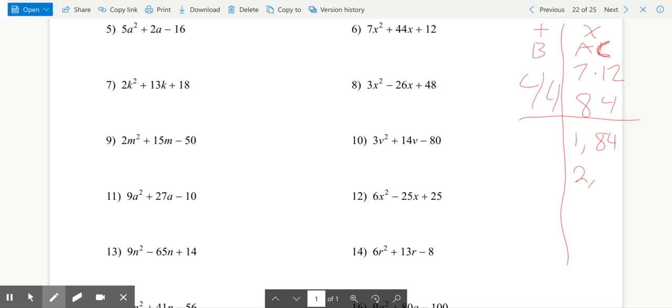So 2 and 42. Oh, look at that. 2 and 42 add to 44. So 2 and 42 are the factors that we are looking for.